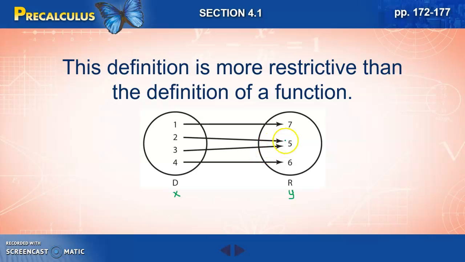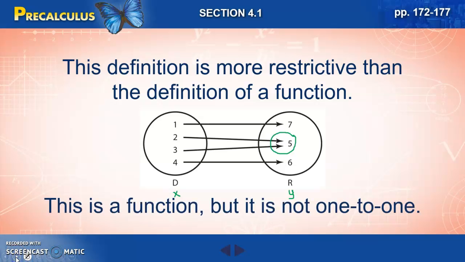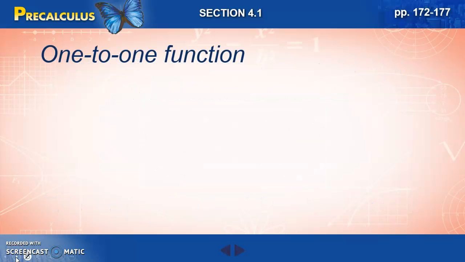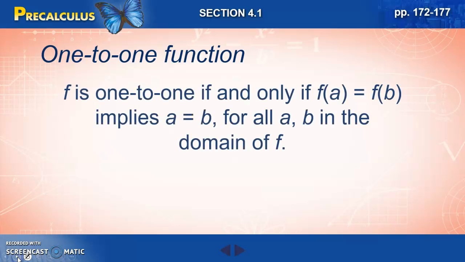However, it is not a one-to-one function, because when we look at the range, there are two values coming to this 5. So it is a function, but it is not a one-to-one function. In a one-to-one function, each x value can only have one y value. Each y value can only have one x value. So again, this is a function, but it is not one-to-one.